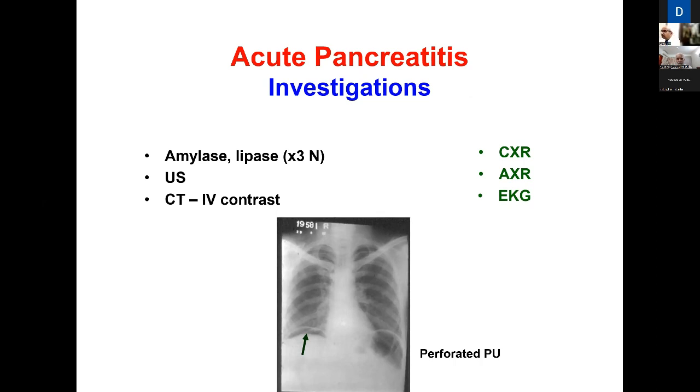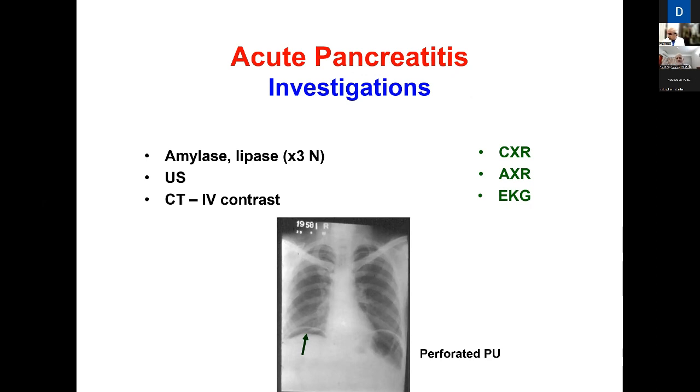if there is any free air or free fluid in the abdomen, and if it is combined with Doppler, it can even look at the vessels. And in some cases, a CT with IV contrast. I will discuss the role and timing of CT a little later.